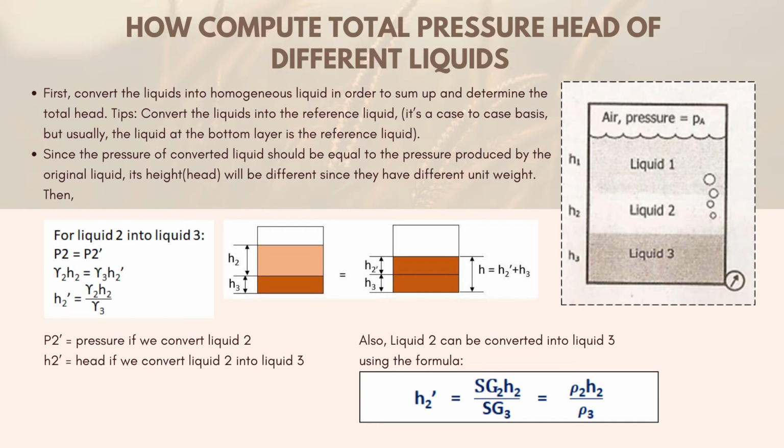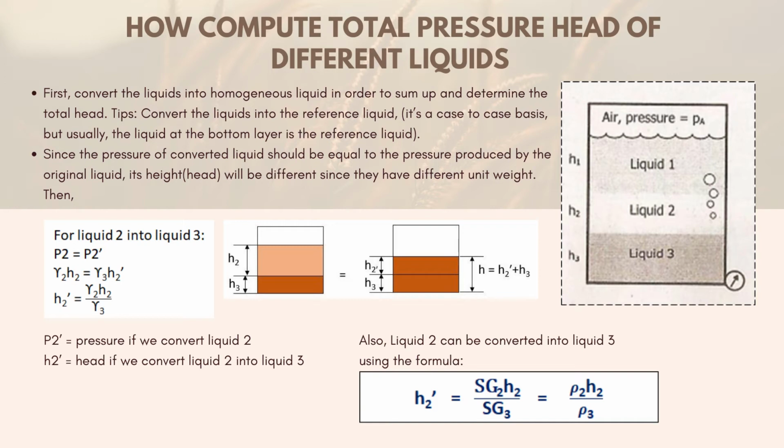So ganyan, class, ang mangyayari wherein the P2 prime is equal to the pressure if we convert liquid 2, and then the H2 prime naman is the head if we convert liquid 2 into liquid 3. So, class, based on the figure, ang total H natin is equal to H2 prime plus H3, kapag in terms siya ng same na liquid.